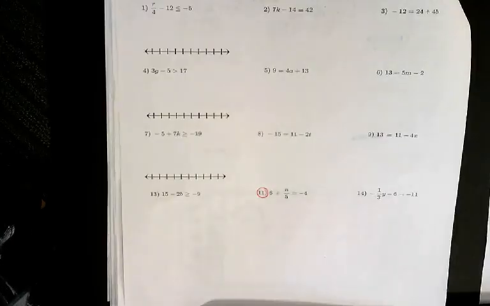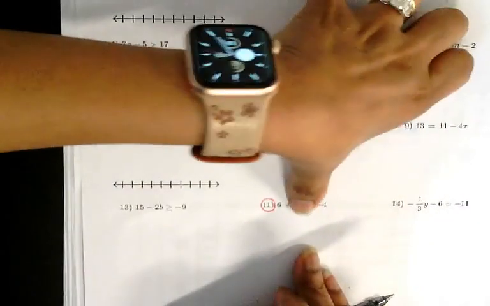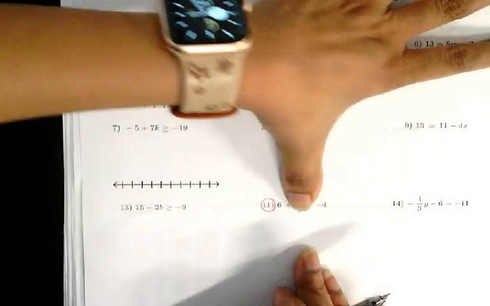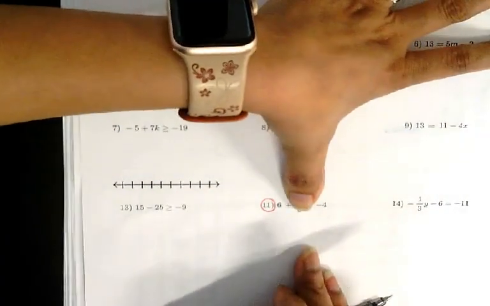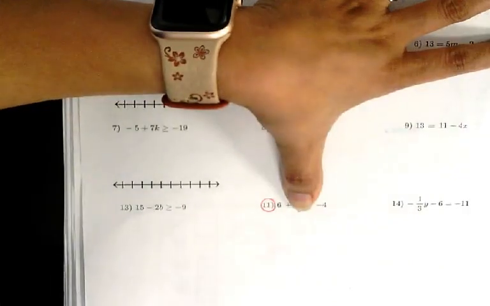So here, what's the variable now? N is the variable, and we have to hide n. We're going to ignore it totally. And then what do I have on the same side of n? 6. What type of operation is this? Positive 6. So what is the opposite of positive? So we're going to subtract 6 from both sides.